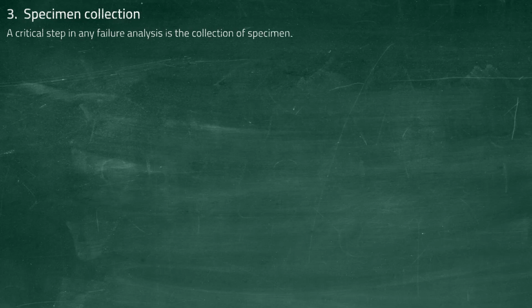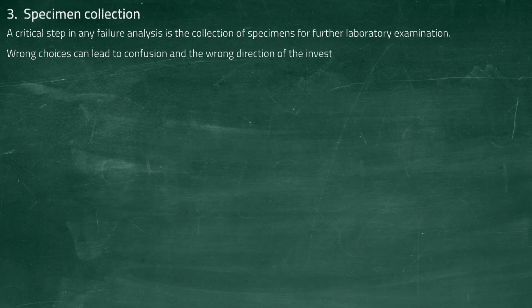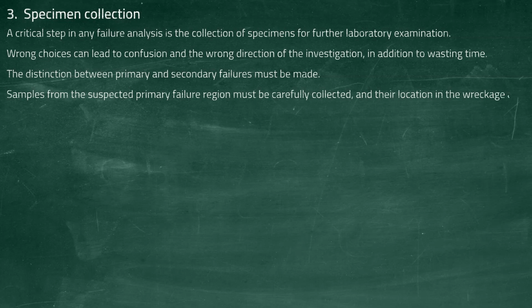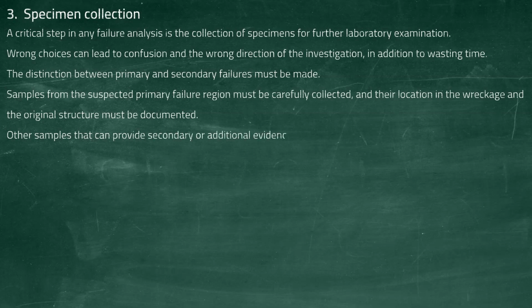Specimen collection. A critical step in any failure analysis is the collection of specimens for further laboratory examination. Wrong choices can lead to confusion and the wrong direction of the investigation, in addition to wasting time. The distinction between primary and secondary failures must be made. Samples from the suspected primary failure region must be carefully collected, and their location in the wreckage and the original structure must be documented. Other samples that can provide secondary or additional evidence must be collected as well.